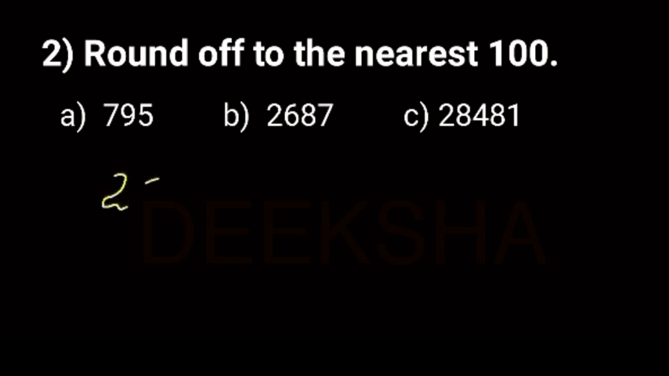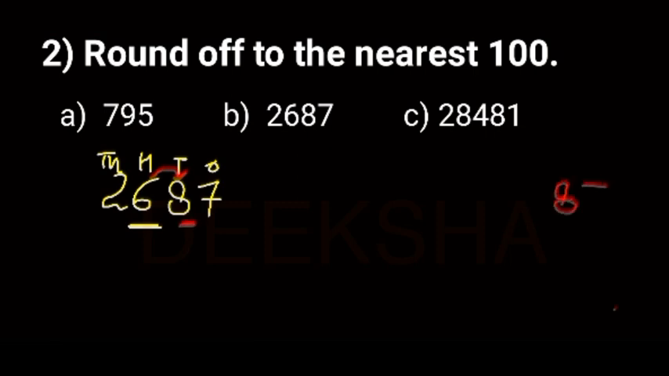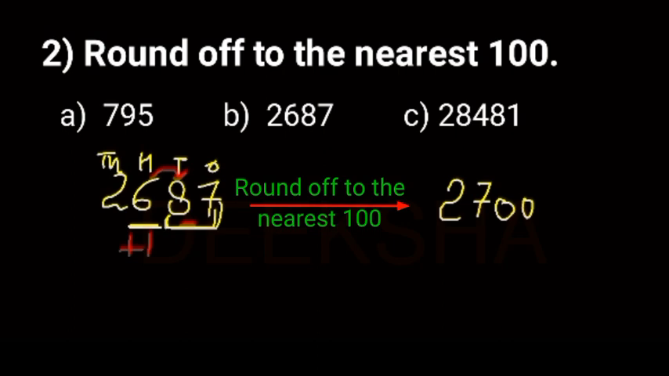Next, 2687. Ones, tens, 100, 1000. You want to round off at this place, 100. So you will check the digit to its right, which is 8. 8 is greater than 5. So we will add 1 here. 26 plus 1 is 27. So write 27 and these two digits will be replaced by 0. So when we round off 2687 to the nearest 100, we get 2700.